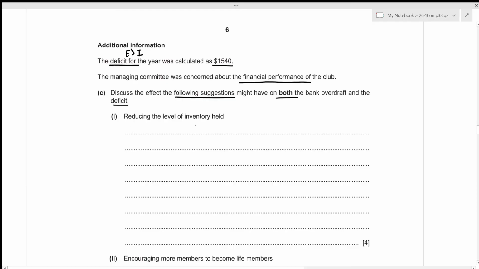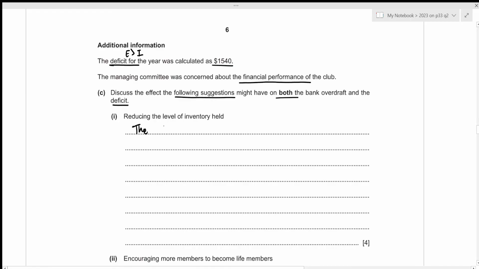So the first one is reducing the level of inventory held. So what will happen to our bank overdraft as well as the deficit by reducing the level of inventory? Let's consider bank overdraft. By reducing the inventory, our overdraft might reduce, right? Because there is no cash tied up in the form of inventory. Now we might have higher cash as compared to the previous scenario where we used to hold a higher level of inventory. Because reducing the level of inventory just refers to the fact that we are now increasing our revenue. If we increase revenue, our bank overdraft might decrease because we will be receiving the money for those sales. That's why the overdraft will reduce.